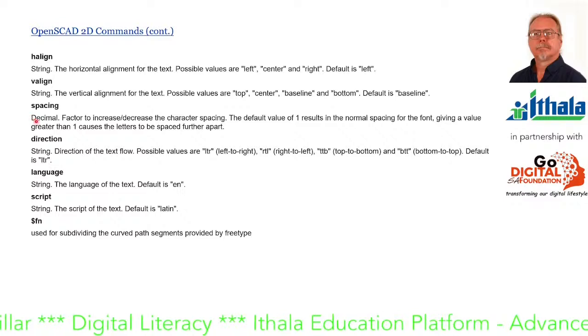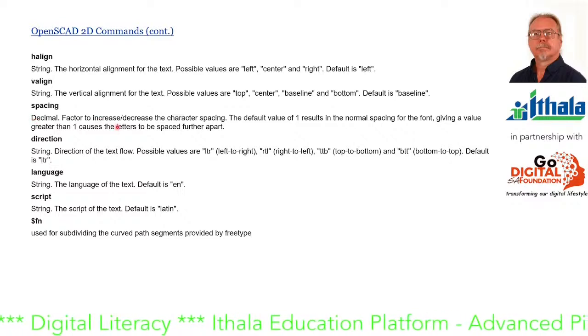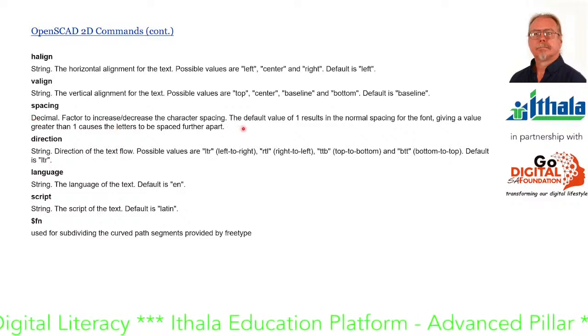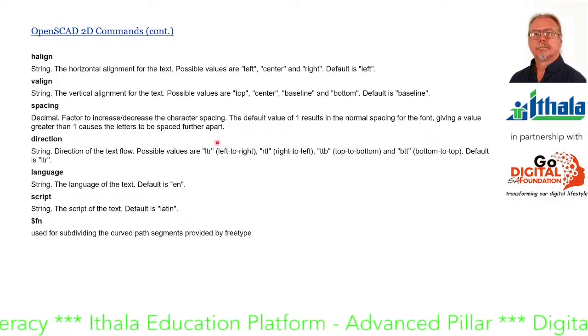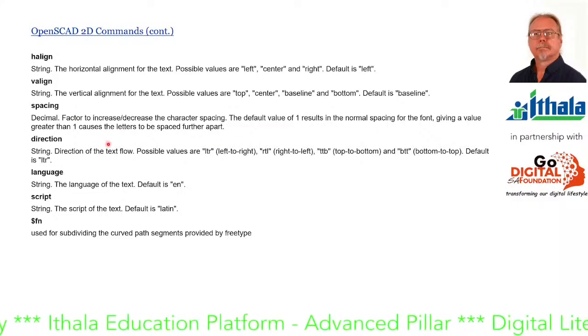Spacing, that's a decimal value. It's a factor to increase or decrease the character spacing. The default value of 1 results in the normal spacing for the font. Giving a value greater than 1 causes the letters to be spaced further apart.